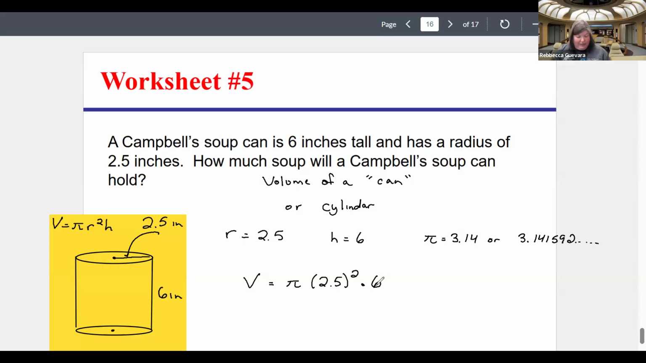Okay. Pi times 2.5 squared. If you need to, you can do 2.5 times 2.5 times 6. This is going to be 117.81, rounding to 2 places.